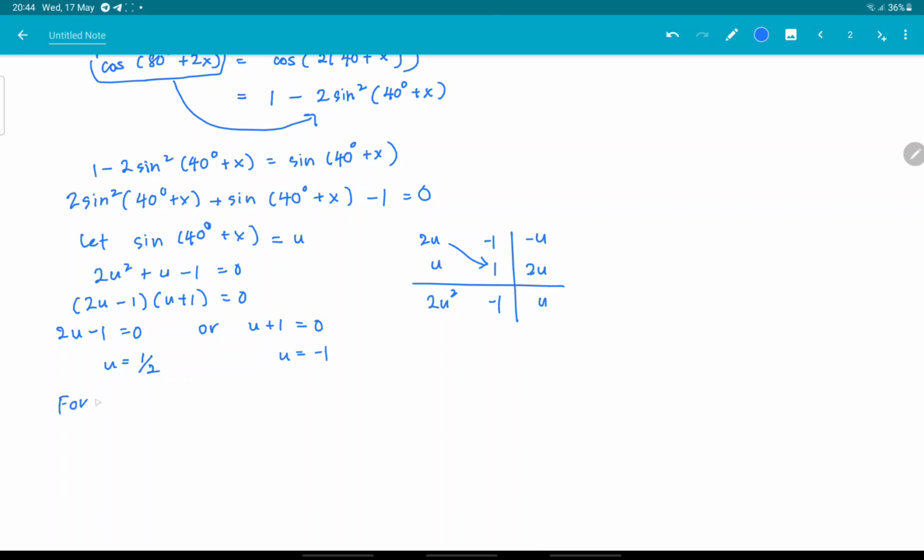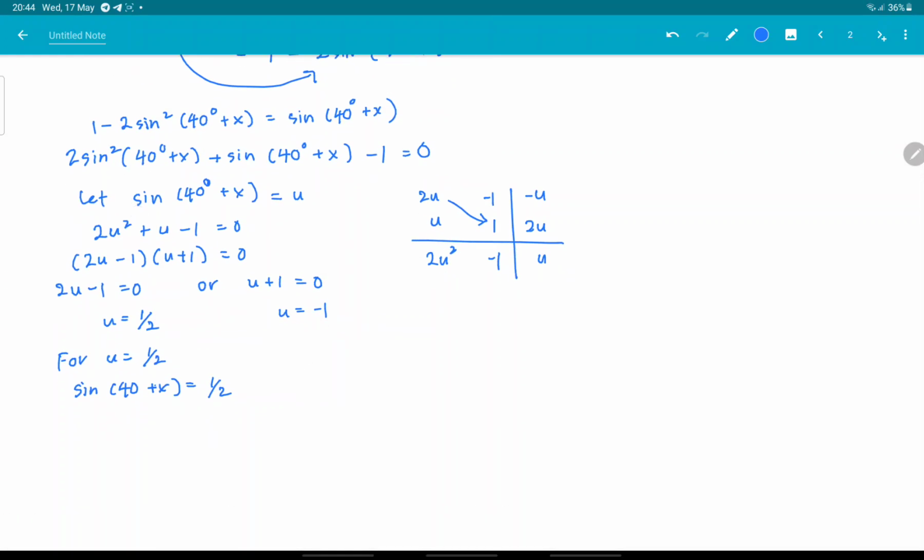So for u equals 1/2, we have sine (40 plus x) equals 1/2. You can solve for x in the range given. For u equals negative 1, sine (40 degrees plus x) equals negative 1. So you can solve the equation in the range given.